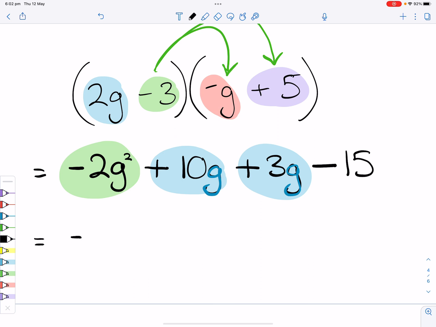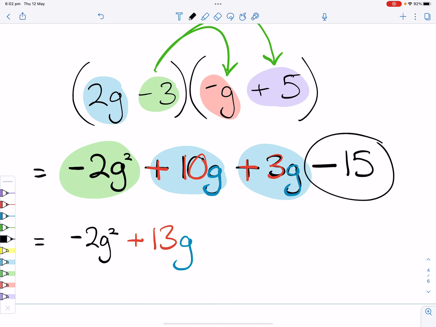So that's going to be negative 2G squared. And then I'm just going to add the blue terms together because they have a matching combination of letters. And once I've identified them, I just focus on their coefficients. So I got plus 10 and plus 3 gives me plus 13 G. And then I can copy down, nothing's happening here with the negative 15 on the end, so I just bring that one down.